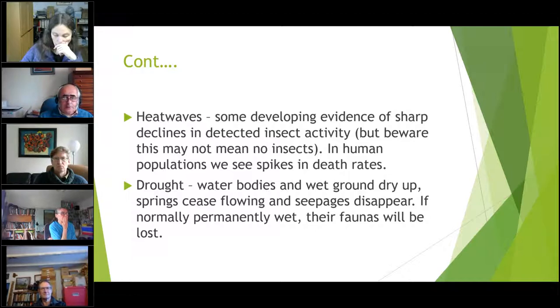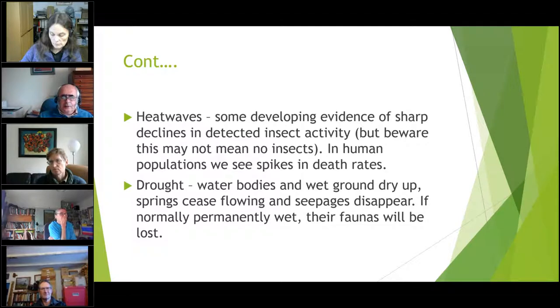And one of the reasons that one might be convinced by that is that when we have these very hot periods, we see a spike in human deaths as well. And then there's the most obvious thing on the ground. If you have a drought, water bodies dry up, and particularly habitats that are based on clay. I mean, clay can turn into something like concrete. Now, if you're a ground-dwelling insect or an insect larva in such ground, you're not going to do very well.